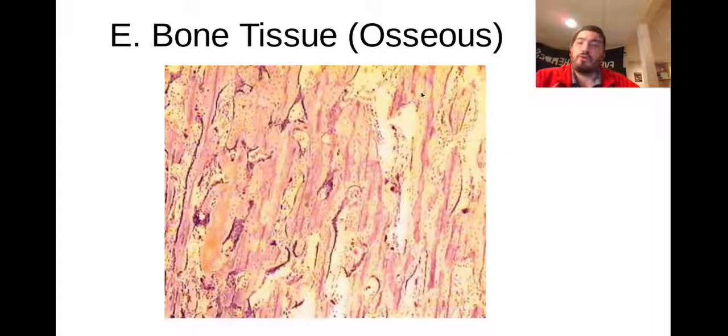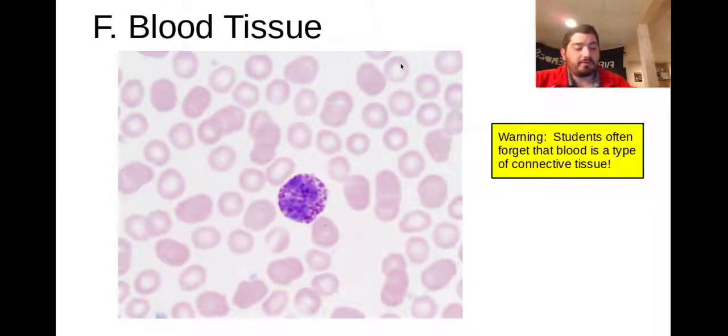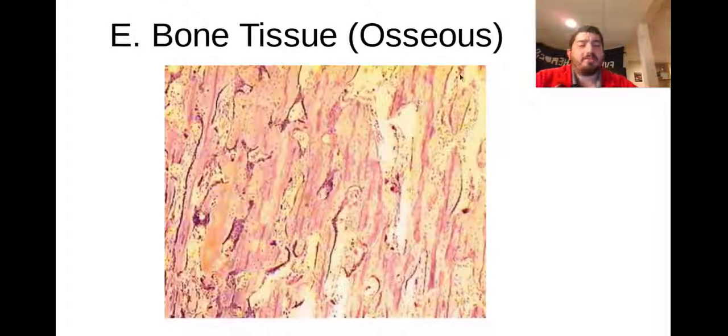All right, the next one, a really important one, is bone tissue, also called osseous. That's the word for bone. All right, and really cool. We're going to go way more in depth on this because we're going to do an entire unit on bones in the skeletal system. But really cool because you have cells that actually break down bone, and you have cells that build up bone, and our bones are actually constantly being broken down and built up, and that makes them strong.